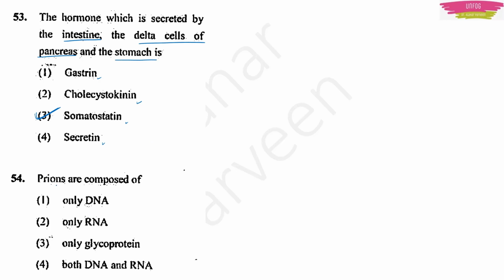So the next question we have is, prions are composed of option 1 only DNA, option 2 only RNA, option 3 only glycoprotein, and option 4 both DNA and RNA. So prions, these are actually abnormally folded infectious proteins, okay, and these do not have DNA or RNA. These two are absent. Basically nucleic acids, these are absent in the prions.